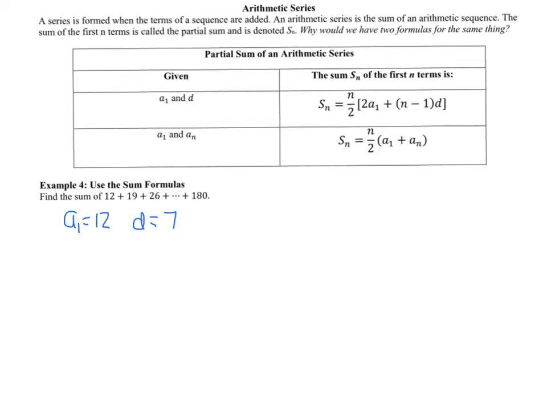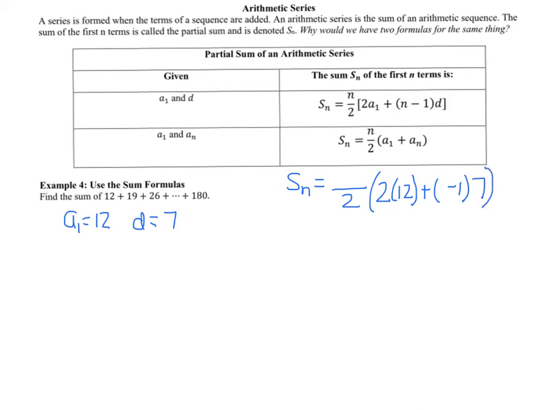So when I go to fill this out, I'm going to have S sub n, which is what I'm solving for, equals n over 2. Now that's a problem because I don't know what n is. So I'm going to have to figure that out. Then I have 2 times a sub 1, which is 12, plus parentheses n minus 1. Again, I'm not sure what n is, so I have to figure that out. And d we know is 7.